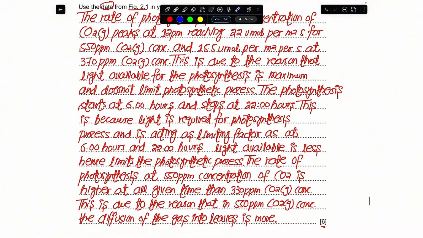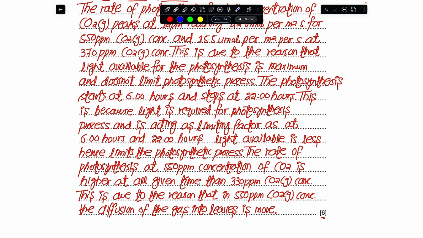The other description point that I indicated above was that photosynthesis starts at 6 hours and stops at 22 hours. And why? Because light is required for the photosynthetic process and at these times it would be acting as a limiting factor, because the light would be less available at 6 and it would nearly be zero at 22 hours. So our photosynthetic process would become zero.